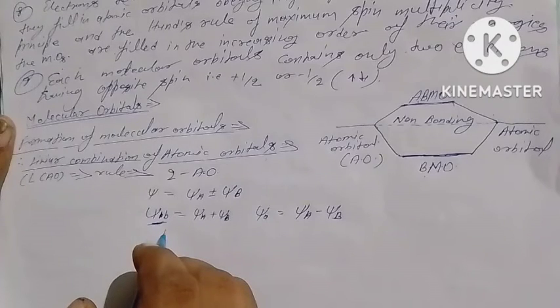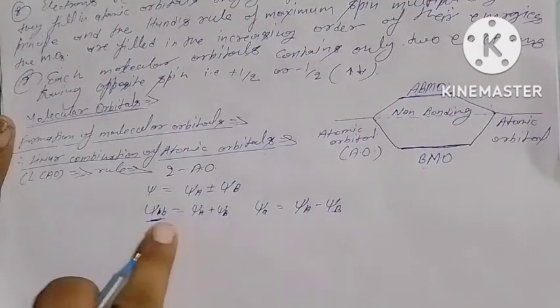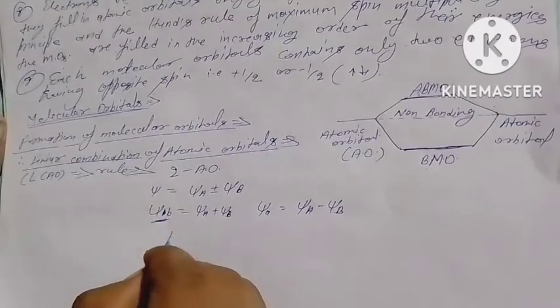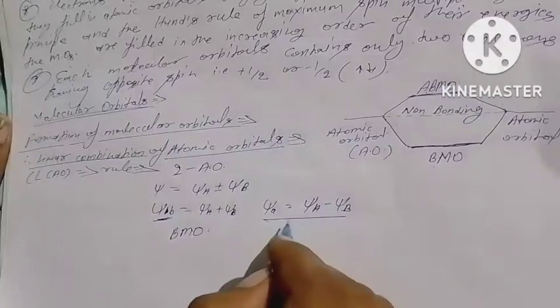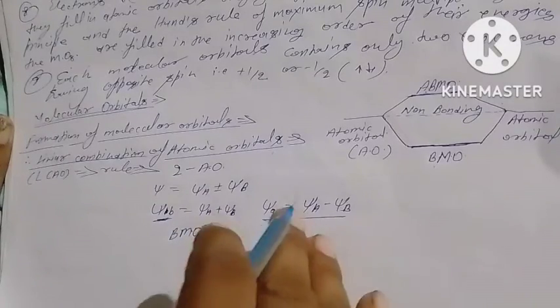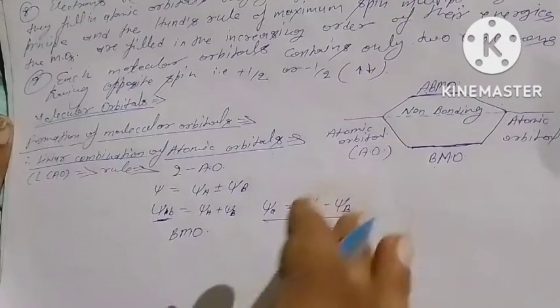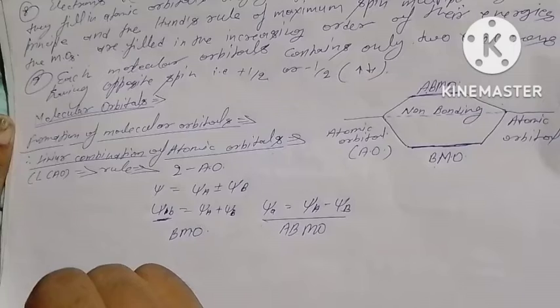has lower energy than either of the atomic orbitals, which leads to the formation of a stable molecule. The molecular orbital psi B is formed by the additive overlap of atomic orbitals and is known as the bonding molecular orbital, BMO. The other molecular orbital, psi A, has higher energy than either of the atomic orbitals. Psi A is formed by the subtractive overlap of atomic orbitals and is known as the anti-bonding molecular orbital, ABMO.